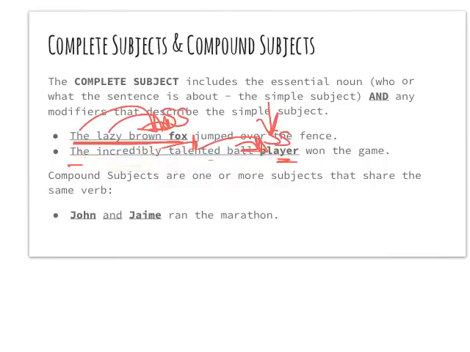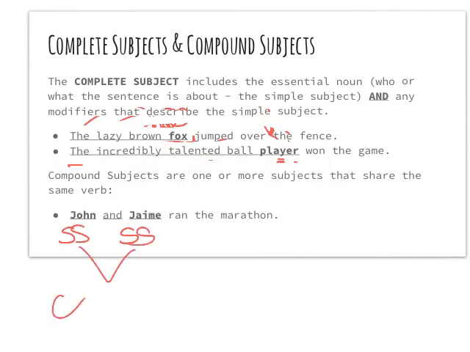Sentences can also have compound subjects. And that's simply two nouns that share the same verb. John and Jaime ran the marathon. Who or what is the sentence about? It's about John. It is also about Jaime. Together, they create a compound subject.